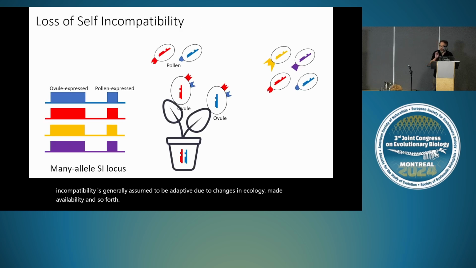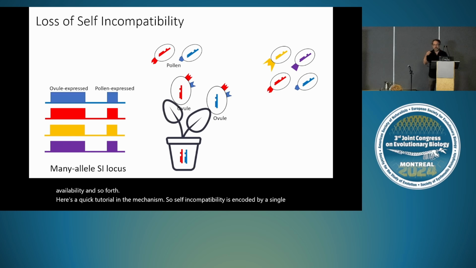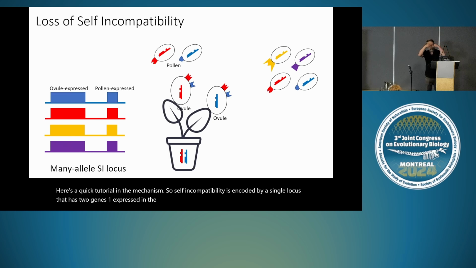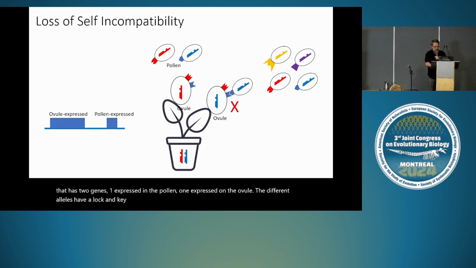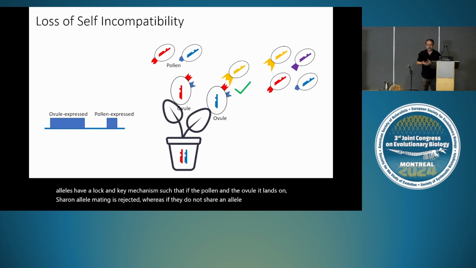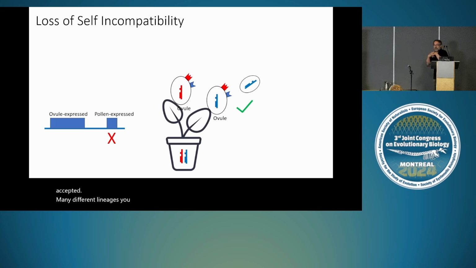So here's a quick tutorial on the mechanism. Self-incompatibility is encoded by a single locus that has 2 genes, one expressed on the pollen, one expressed on the ovule. The different alleles have a lock and key mechanism, such that if the pollen and the ovule it lands on share an allele, that mating is rejected, whereas if they do not share an allele, that mating is accepted. In many different lineages, you see loss of self-incompatibility through specifically loss of the pollen gene.